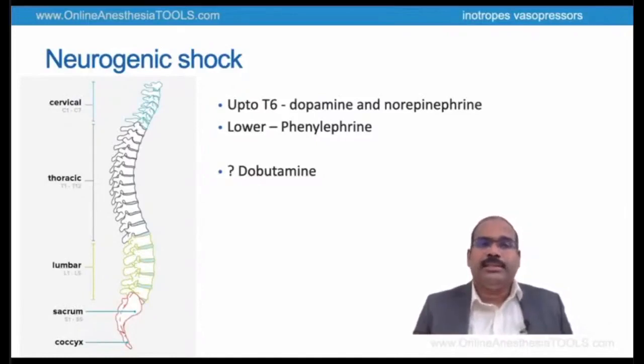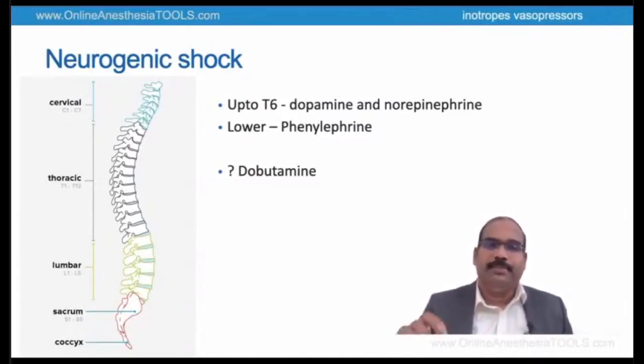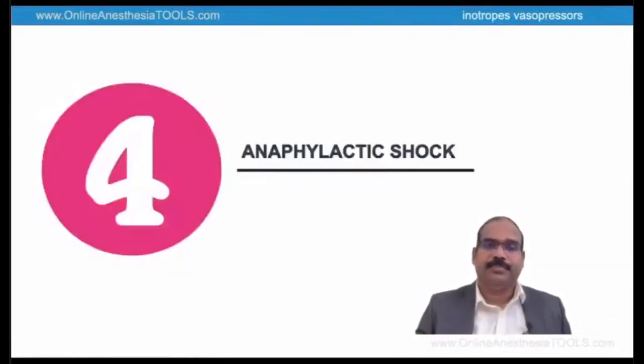Coming to injuries in the lower thoracic and lumbar level, they warrant the need of a specific peripheral vasoconstrictor such as phenylephrine, which acts only on alpha-1 receptors. Dobutamine is not used in neurogenic shock because of the peripheral vasodilatory properties and the potential for reflex bradycardia in such cervical cord injury scenarios.